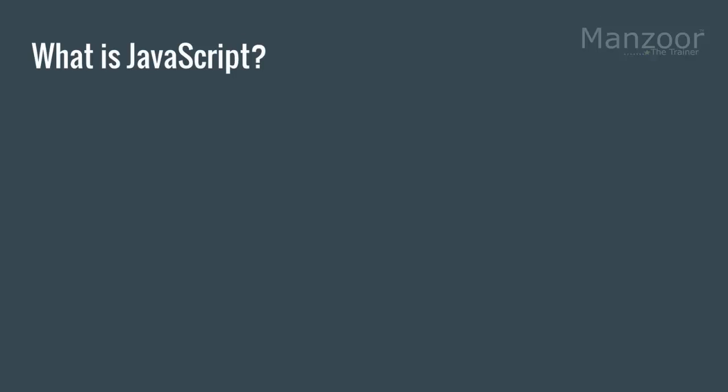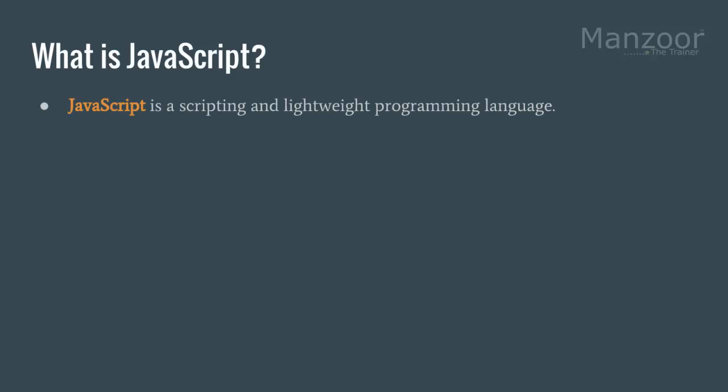Now what is JavaScript? It is a scripting, lightweight programming language. You can do simple programming with the help of JavaScript, but these days we are doing complex programming as well. It is an interpreted language, and if you want to run JavaScript, you need a browser.